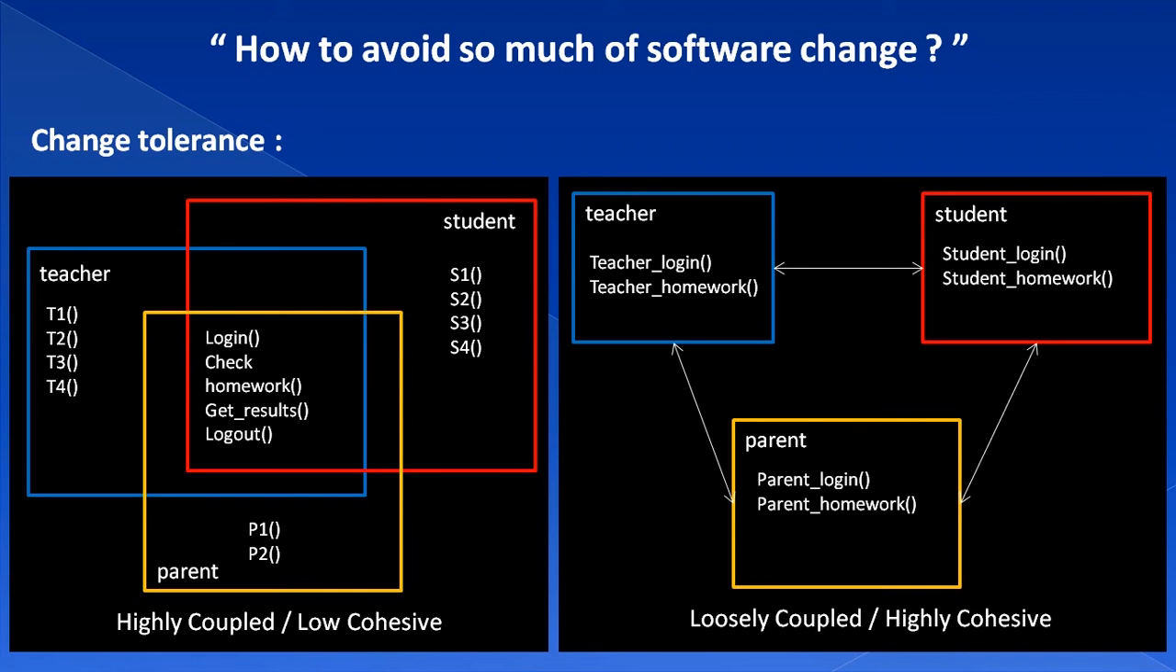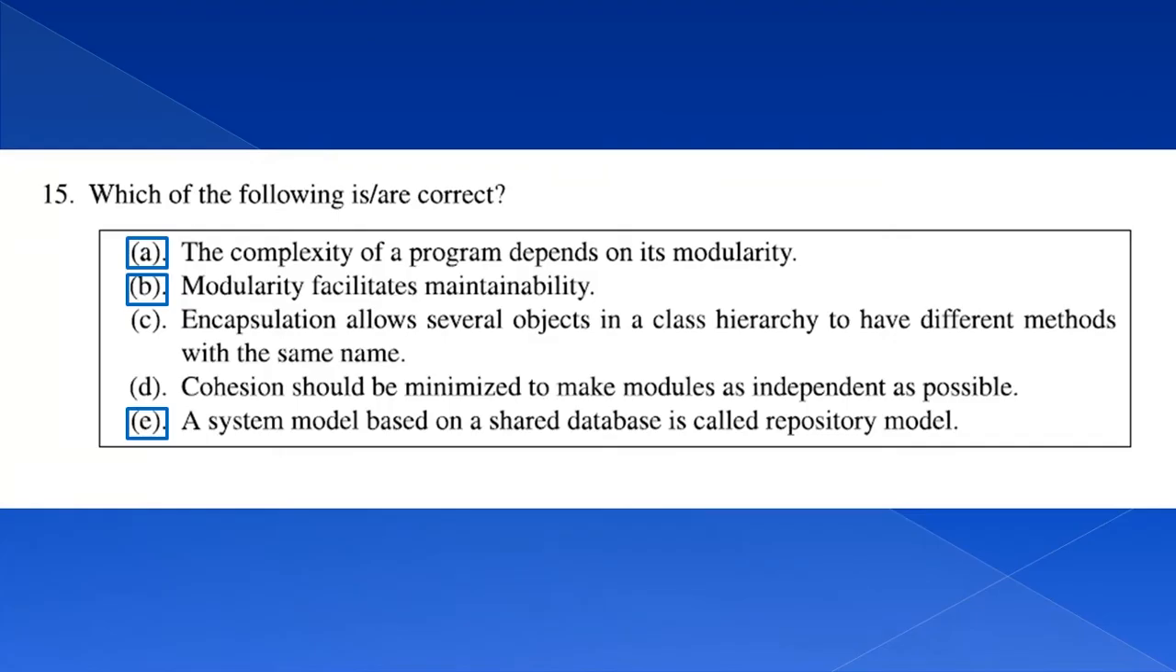Now here is a past paper question that says, which of the following is correct? Complexity of a program depends on its modularity, and modularity facilitates maintainability. Now, complexity of a program depends on its modularity. Yes, that's correct. Because modularity means you are breaking your software into modules, right? If you find many modules in your system, it's a complex system. If you find few modules, it's a simple system, right? So the complexity of the software or program depends on its modularity.